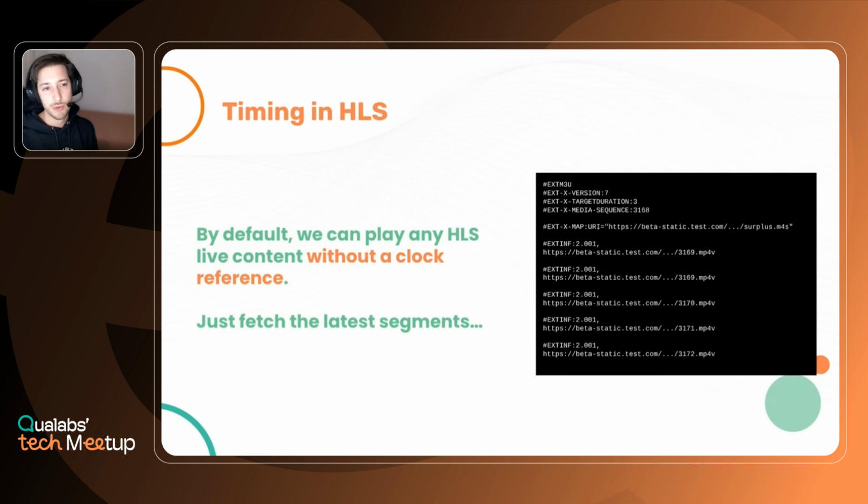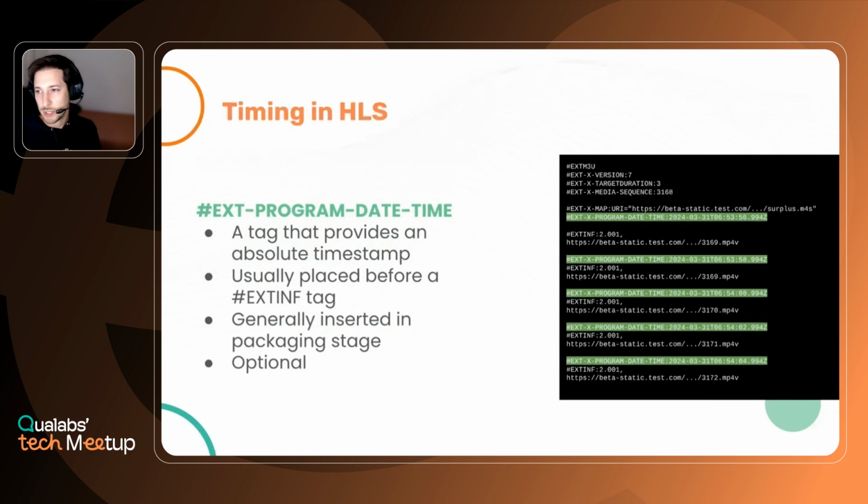In HLS, by default, you can play any HLS live content without a clock reference. This is for regular HLS content. You just need to fetch the latest segments from the playlist and you're done. And you may know that there is a special tag called the EXT-X-PROGRAM-DATE-TIME. It's a tag that provides an absolute timestamp that you can put on the playlist. Usually you put it before an EXTINF tag of a segment. And generally it is inserted in the packaging stage, and generally it could be packager time. And again, it's an optional tag.